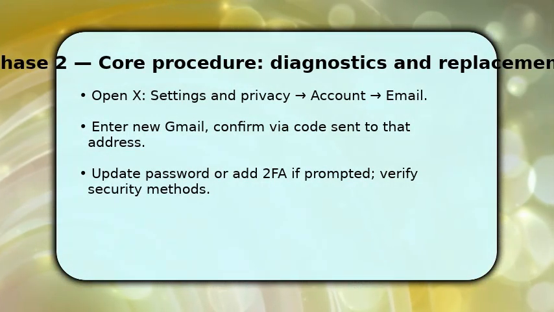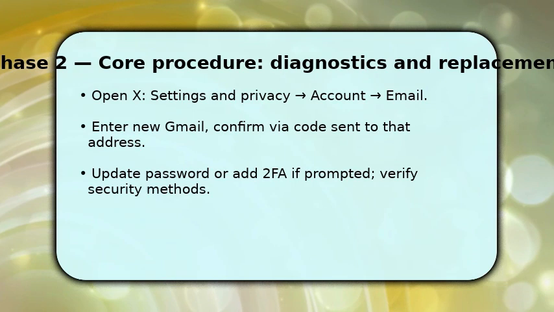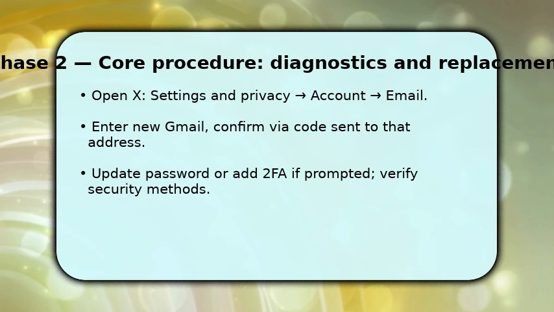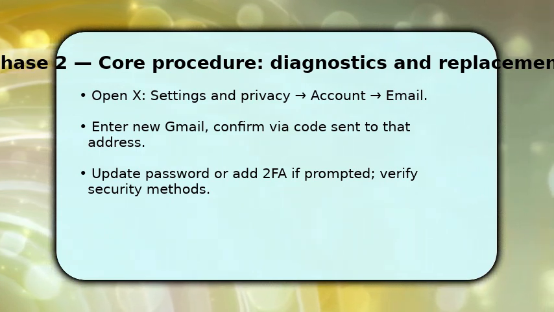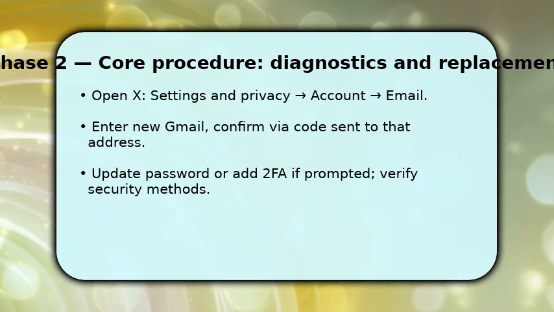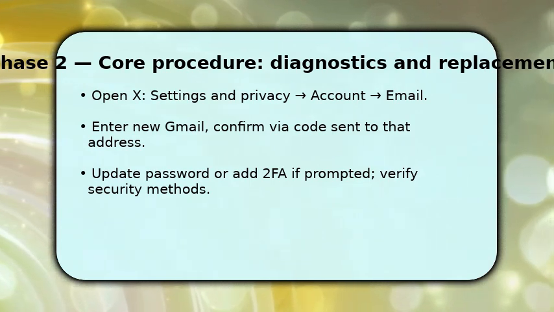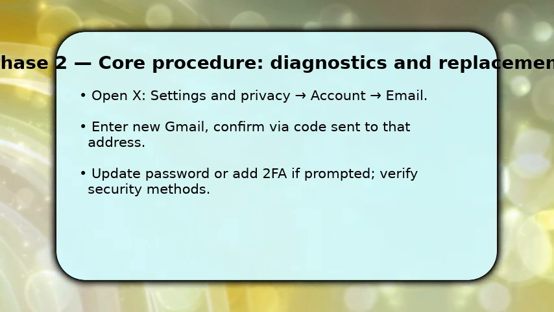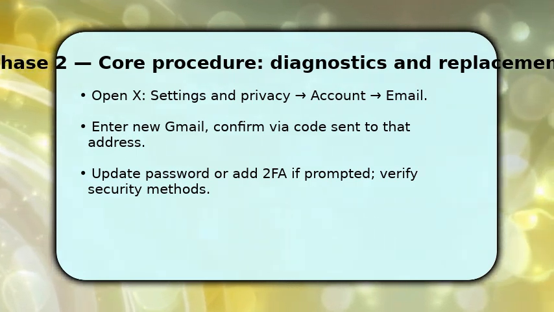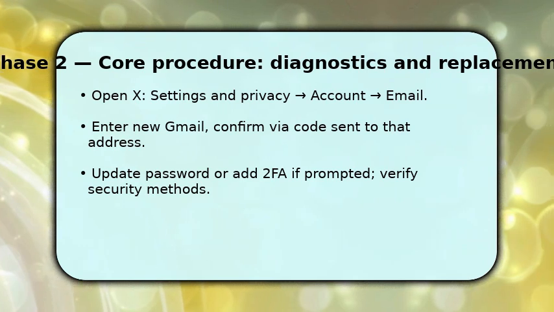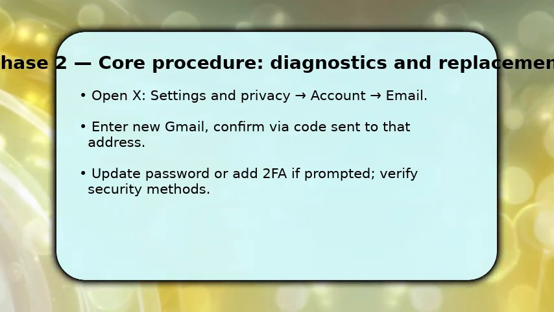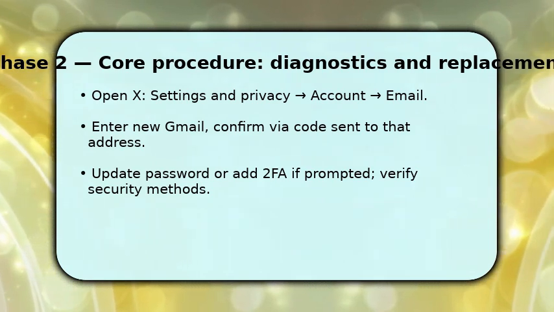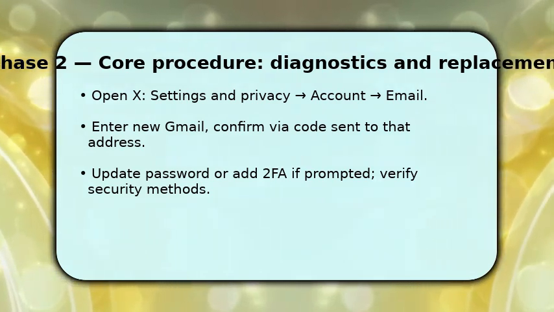You navigate to X, then Settings and Privacy, then Account, and choose Email. This is the Action Center. Enter the new Gmail address exactly. X sends a confirmation code to that inbox, so open Gmail and retrieve it right away. Once confirmed, update your X password if prompted, and add or verify 2FA to secure the change. These steps ensure X recognizes the new address and prevents account takeover. Verification is the critical middle step that ties both services together.